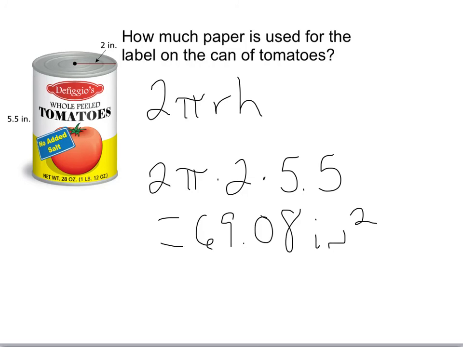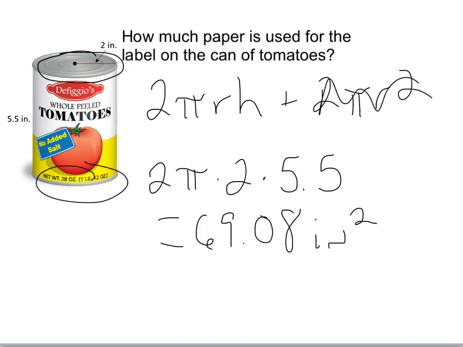I hope you're following along on that second part. If we needed to find the circles, we would use the part of the formula, 2 pi r squared, to do the top and the bottom. But in this case, we don't need that because we're only doing the side.